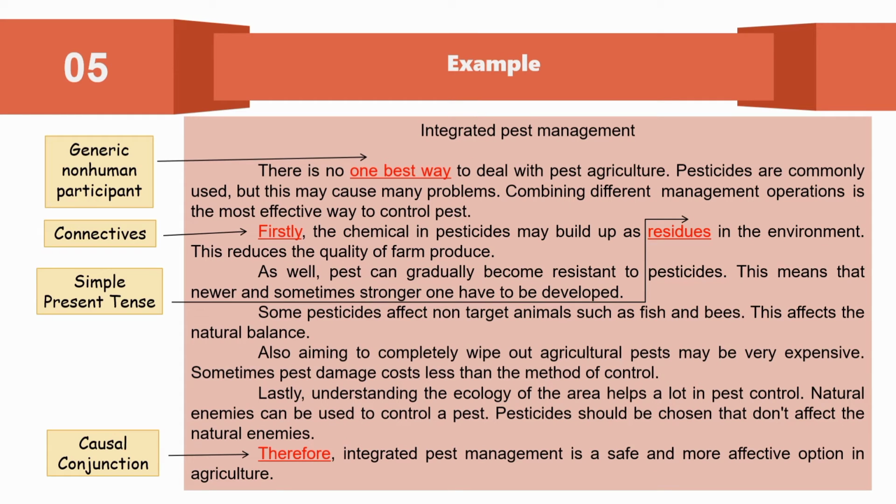Next, there is an example of analytical exposition text. Here we can notice some significant lexicogrammatical features of analytical exposition text. The first is generic non-human participant. And the second is firstly, there is connectives, then simple present tense, and the last, therefore, that is causal conjunction.